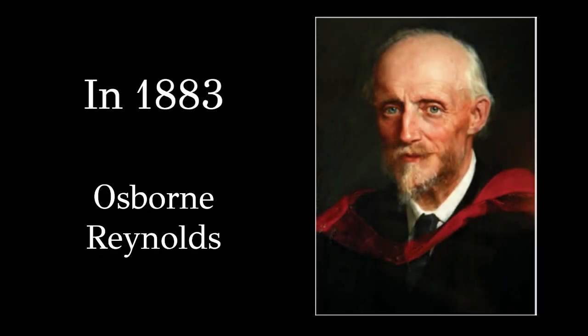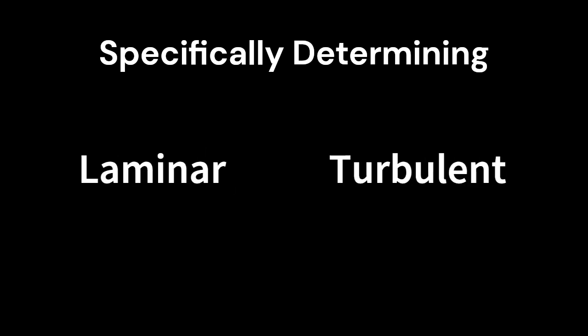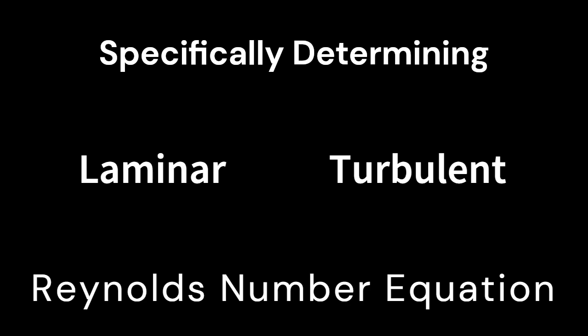In 1883, Osborne Reynolds, a British physicist, derived an equation that was able to predict the nature of a fluid's flow, specifically determining if that fluid is laminar or turbulent. That equation is also known as the Reynolds number equation.